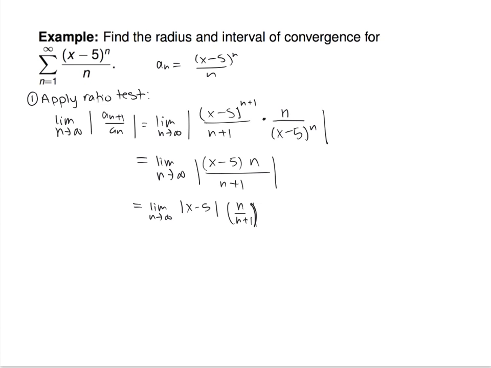Does that make sense? I thought infinity over infinity wasn't necessarily 1. Well, in this case, it is. You could use L'Hopital's rule to prove it to yourself, or since they have the same degree. In this case, it is, though. Okay, so that limit is the absolute value of x minus 5.